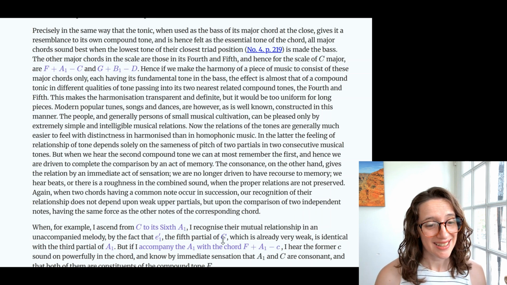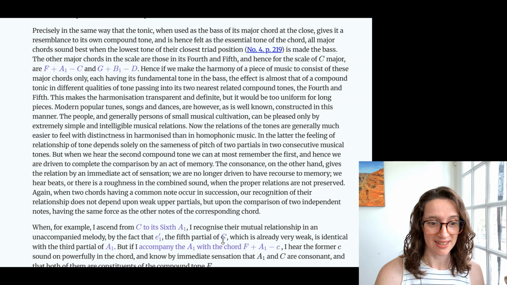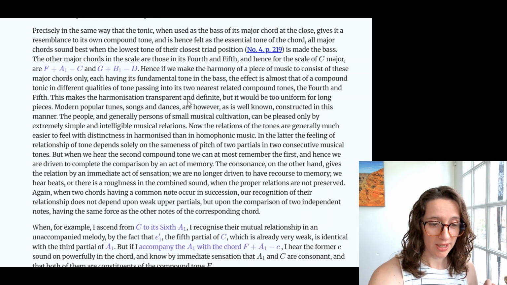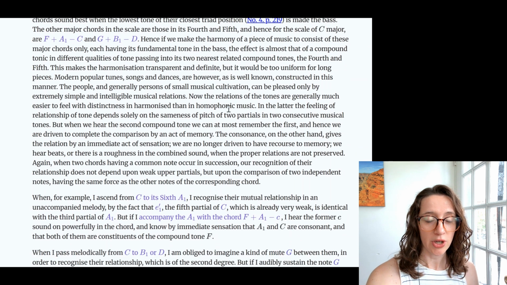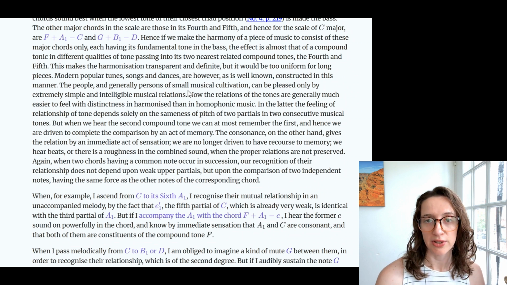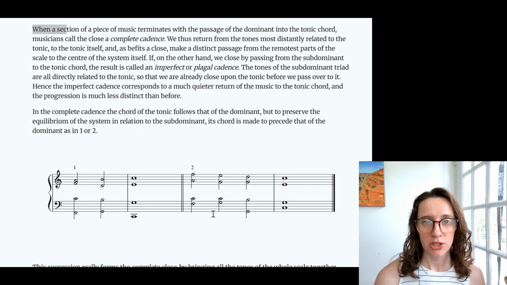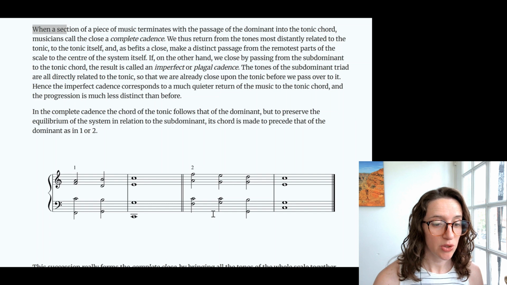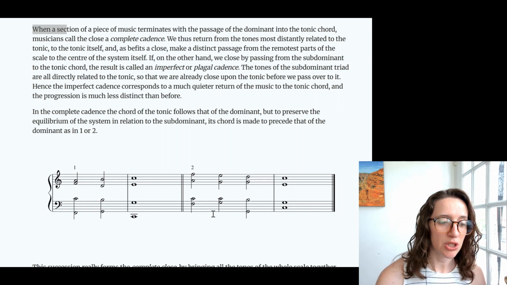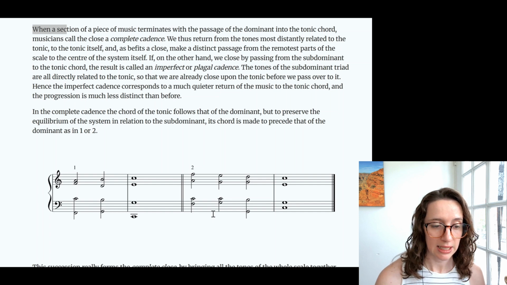Is it coincidence that this is still to this day a hugely popular chord progression? Helmholtz would say, no. The G chord is the 5th above the tonic, and that's called the dominant chord. And the F, which is a 5th below, is called the subdominant. When a section of a piece of music terminates with the passage of a dominant into the tonic chord, musicians call that close a complete cadence.